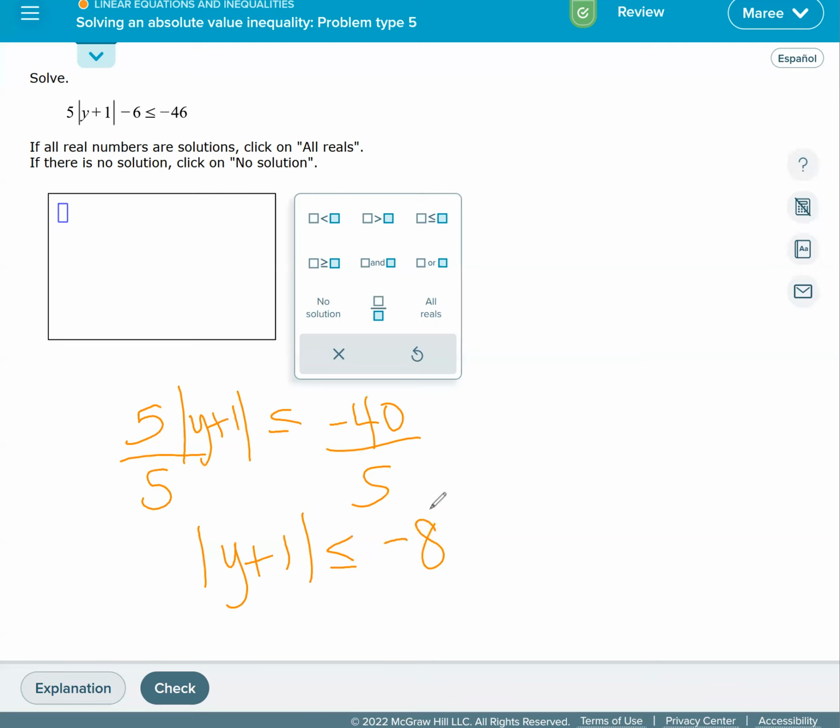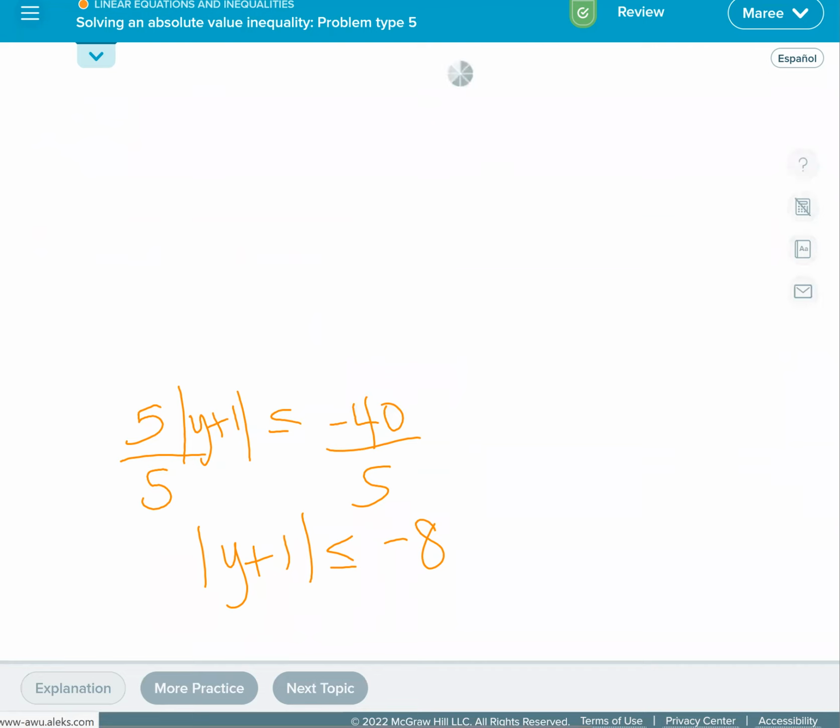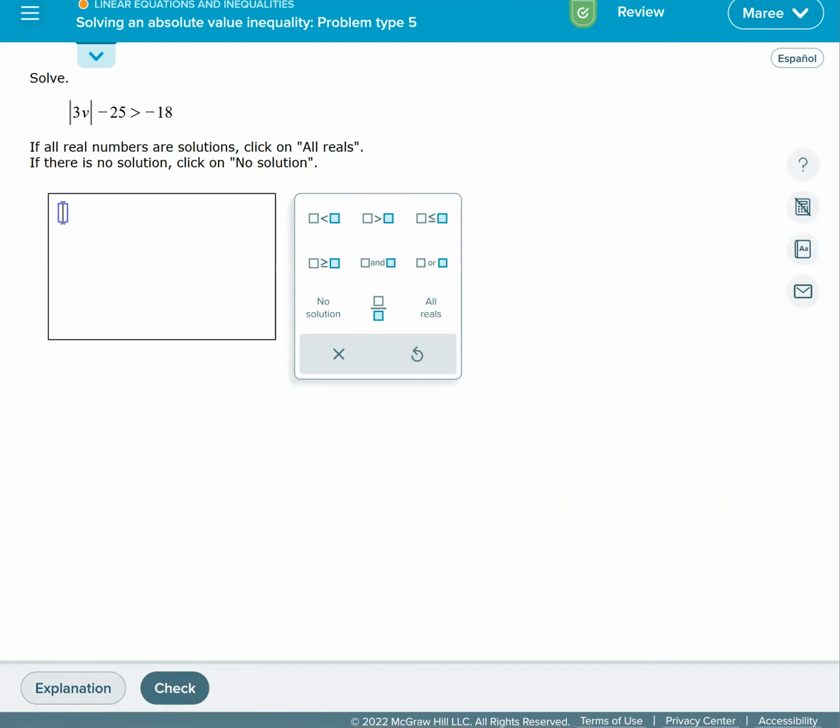Do you see how the absolute value itself is all by itself on the left side? So we want to get it to that place. And then because it's less than or equal to, that's the distance from 0. Oh, hang on a second. We can't have an absolute value less than a negative number. So that's just no solution. We're not even going to keep going. And we're going to just do some more practice so we actually have something to solve here.